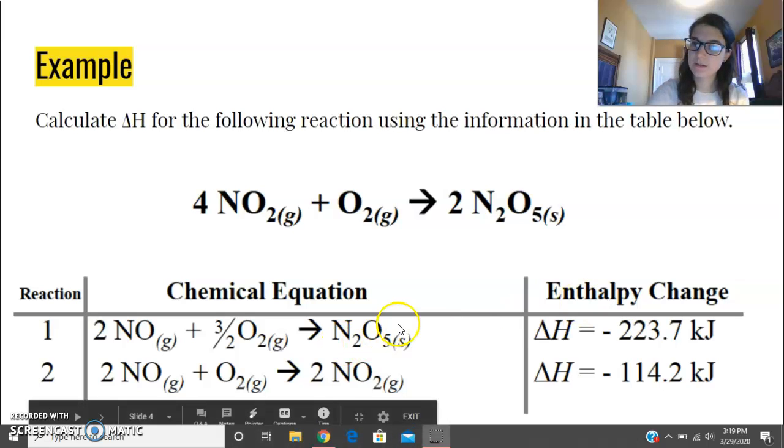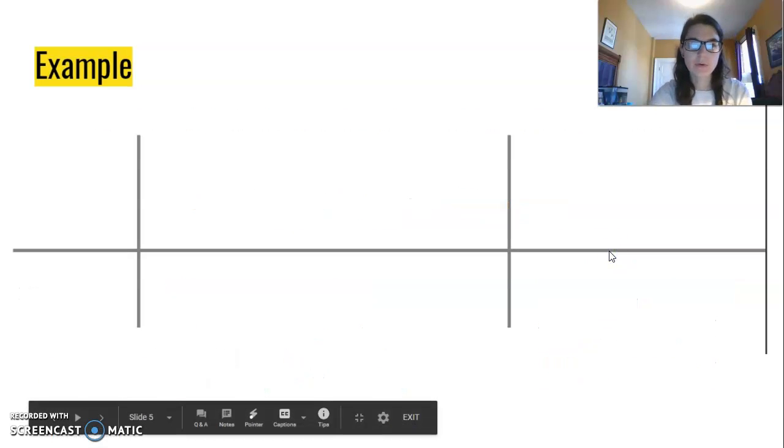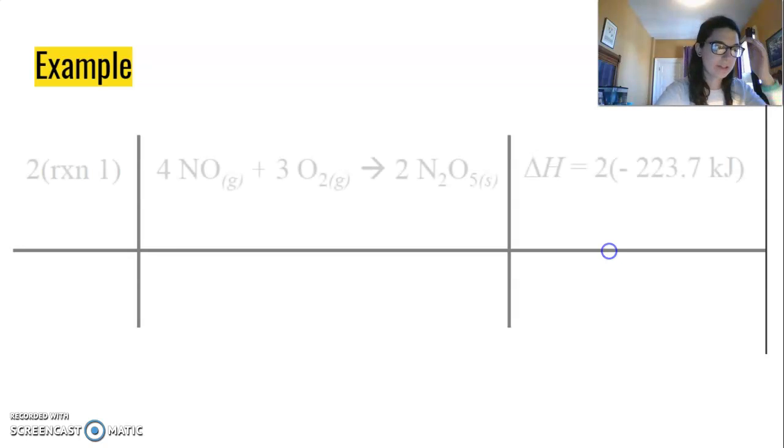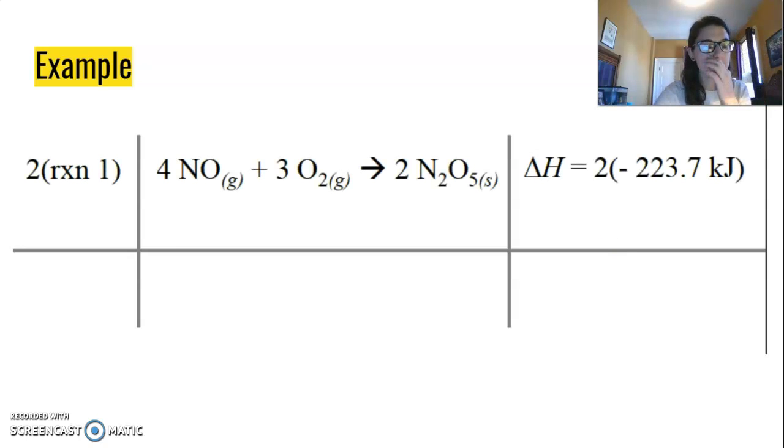So if we reverse it, we have to reverse the sign of delta H. If we double it, we have to double the value or magnitude of delta H. So we're going to be considering that first equation that they gave us. Comparing it to the final equation that we're working for, what do we have to do? We have to multiply reaction 1 by 2.